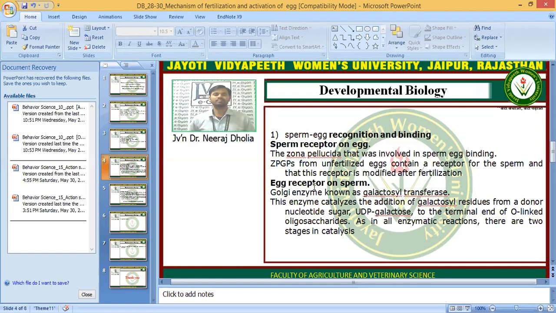Golgi enzymes known as glycosyl transferase catalyze the addition of glycosyl residues from a donor nucleotide sugar, UDP-galactoside, to the terminal end of the O-linked oligosaccharides. So this enzyme catalyzes a few changes in the sugar residues on the sperm. As in all enzymatic reactions, these changes will make the two gametes recognize each other, and they will bind.